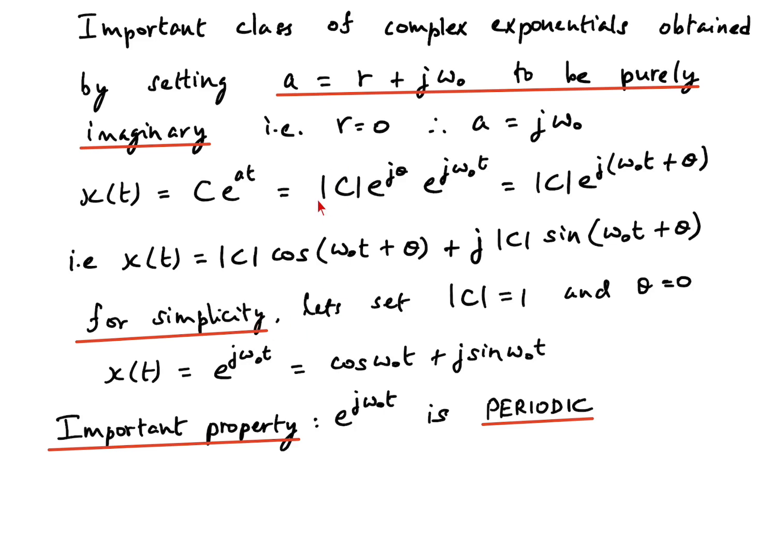And for simplicity, I'm just going to make the magnitude of c equal to 1 and theta to be 0. So we'll just say there is no phase shift and the amplitude is 1. That makes the signal simply cosine omega naught t plus j sine omega naught t, which makes the representation more compact. But in general, it applies even with the phase. Even if you have some amplitude and some phase shift, the observation is that this particular signal, when we have a to be purely imaginary, is a periodic signal.